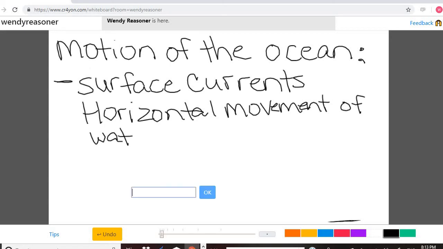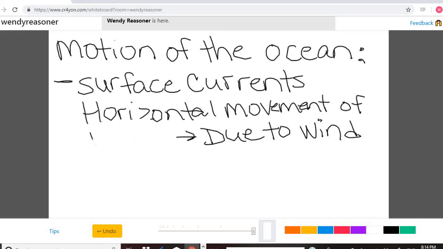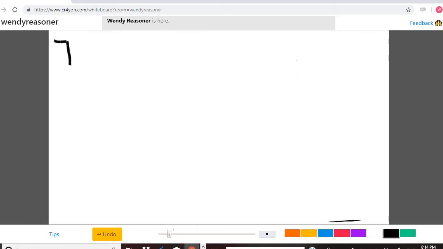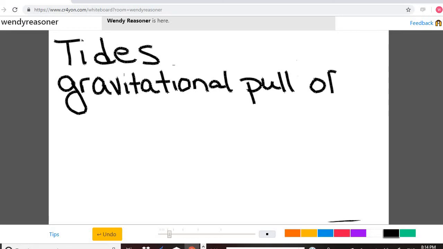And this is due basically just to wind. So as the wind is blowing across the surface of the ocean, it sets up that horizontal movement of the ocean. Okay, then the other main way that the ocean moves is what we call the tides. And the tides are due to the gravitational pull of the moon and the sun.